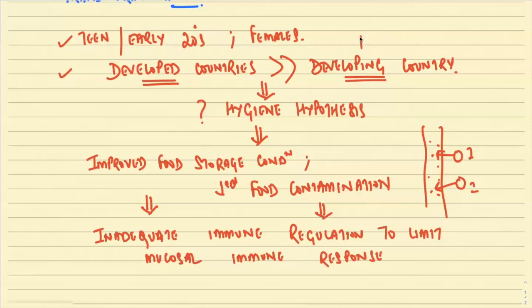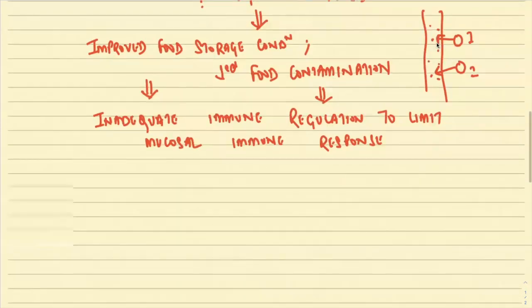Now, recent data suggests that even in Asians, the incidence of inflammatory bowel disease has increased. What is the reason? The reason is that people are now more aware of hygiene and are taking much more care of it as compared to before. That is why the incidence of inflammatory bowel disease has gone up in those countries.